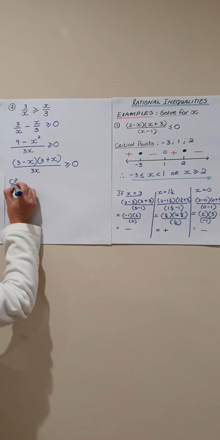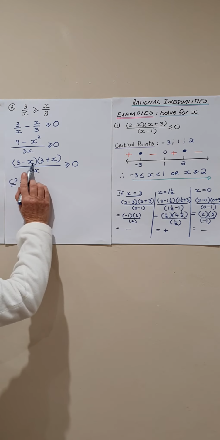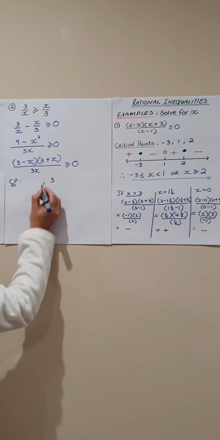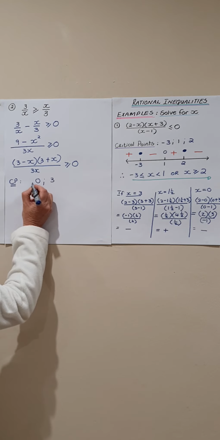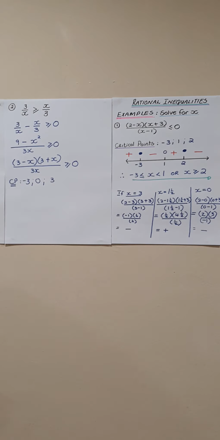And my critical points are what happens if I make the first bracket 0, I'm going to have x is 3. If I make the denominator 0, I need a 0. And if I make this bracket 0, I need a negative 3. So those are my critical points.